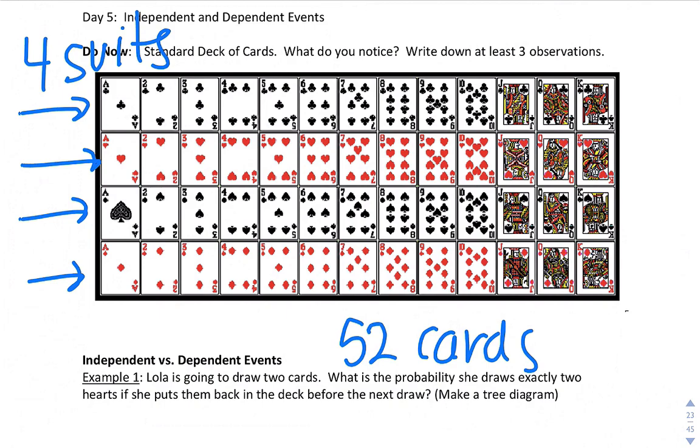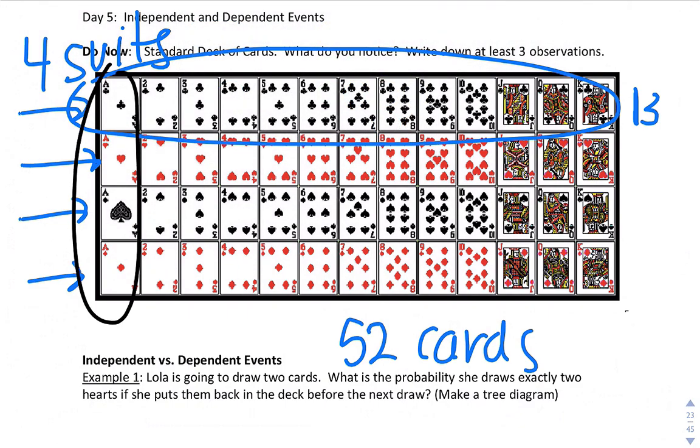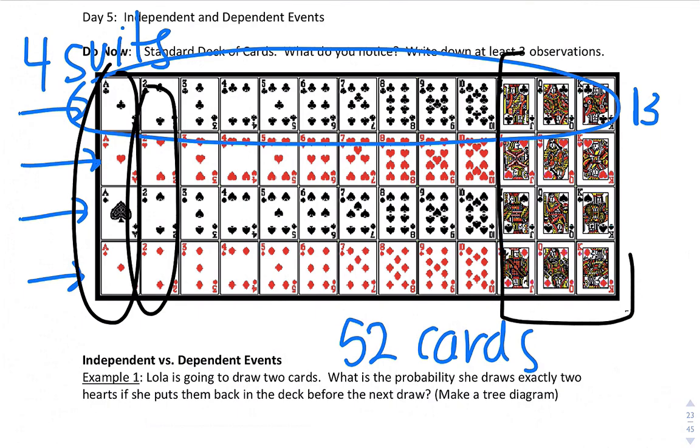The suits are clubs, hearts, spades, and diamonds, so four suits. There are 13 cards in each suit, so here's 13 cards in each suit. If you notice, there are four of each type of card. So the type of card, you have aces, twos, threes, and so on, so four of each type of card. There's certain cards called face cards, jacks, kings, and queens, and there are 12 face cards, and so on.